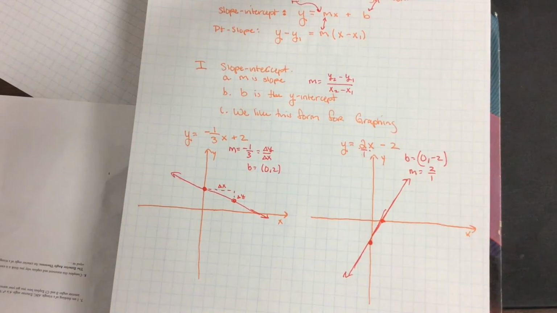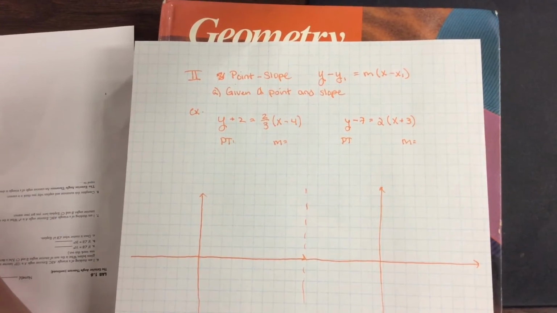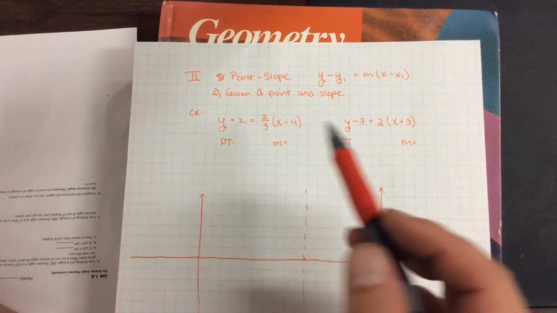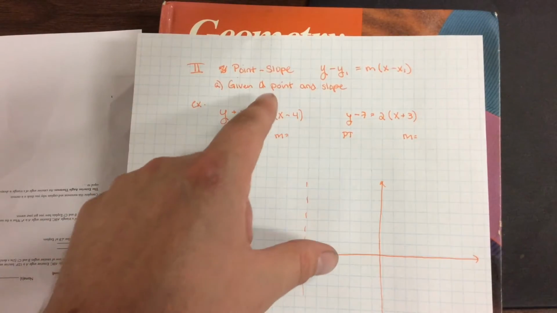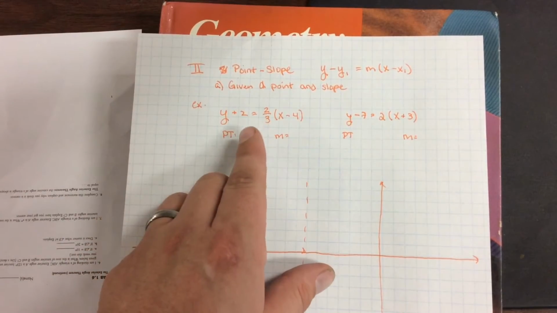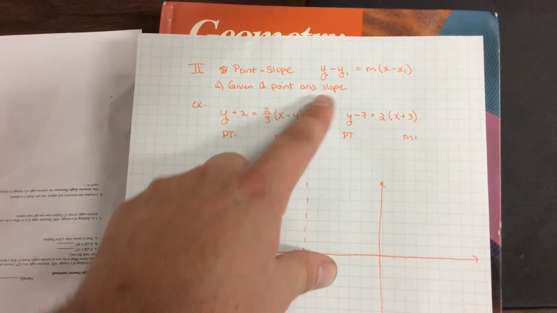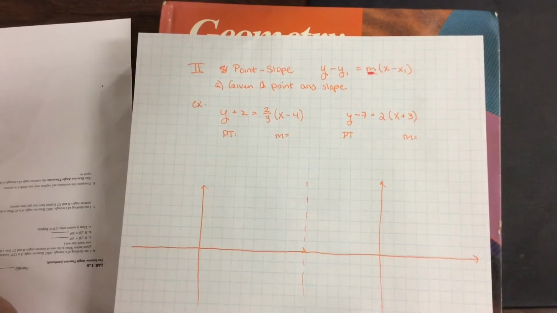Again, we really like this form for graphing. Now for the new form, point-slope. And what they're giving you here is that instead of being given slope and y-intercept, we are being given a point and the slope. Okay, so the way this works is that our slope is still m. Okay, m is still our slope, and it is still hanging out.